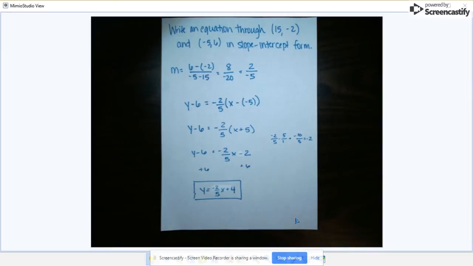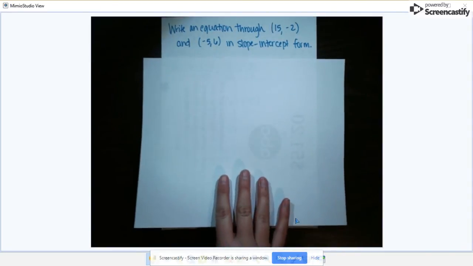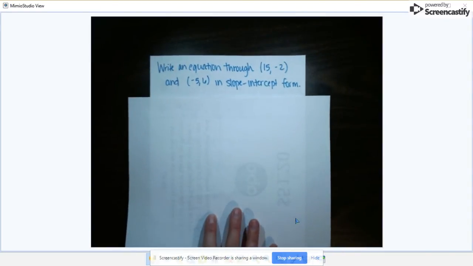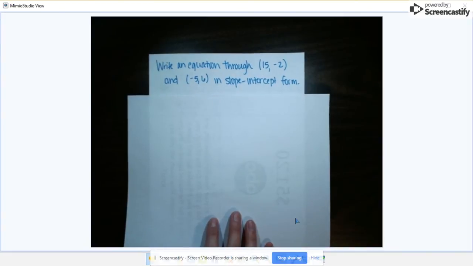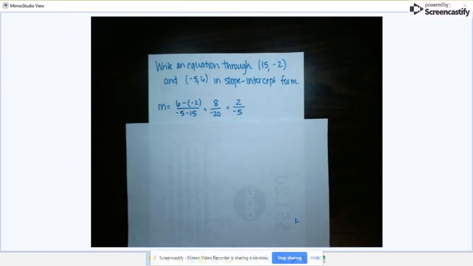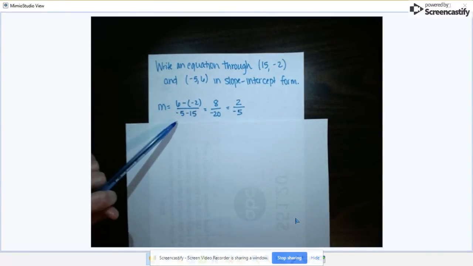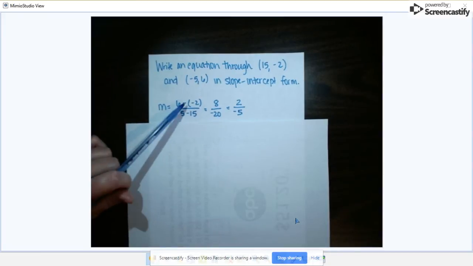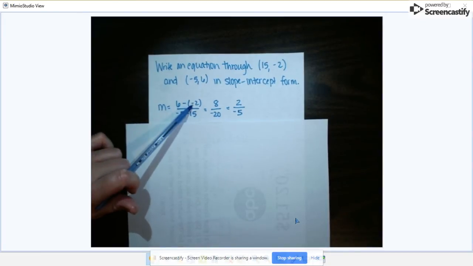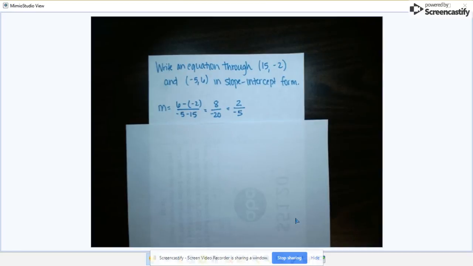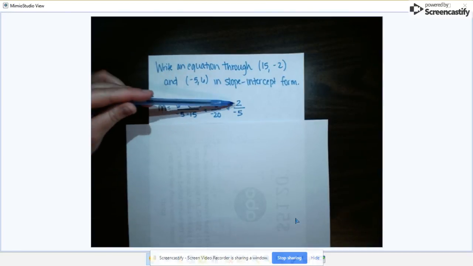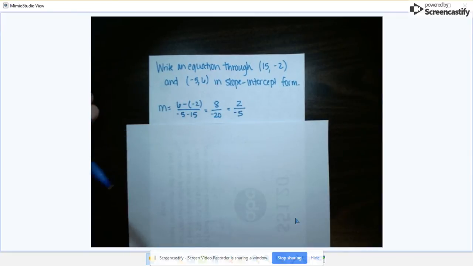We'll do one more example like that. So here, write an equation through these 2 points in slope-intercept form. Whenever you're just given 2 points, your first step is always to find your slope. So we use our slope formula, 6 minus negative 2, over negative 5 minus 15 on the denominator. Minus negative turns into plus a positive, so we get positive 8 on top, negative 20 on the denominator. You get 2 over negative 5 as your slope.